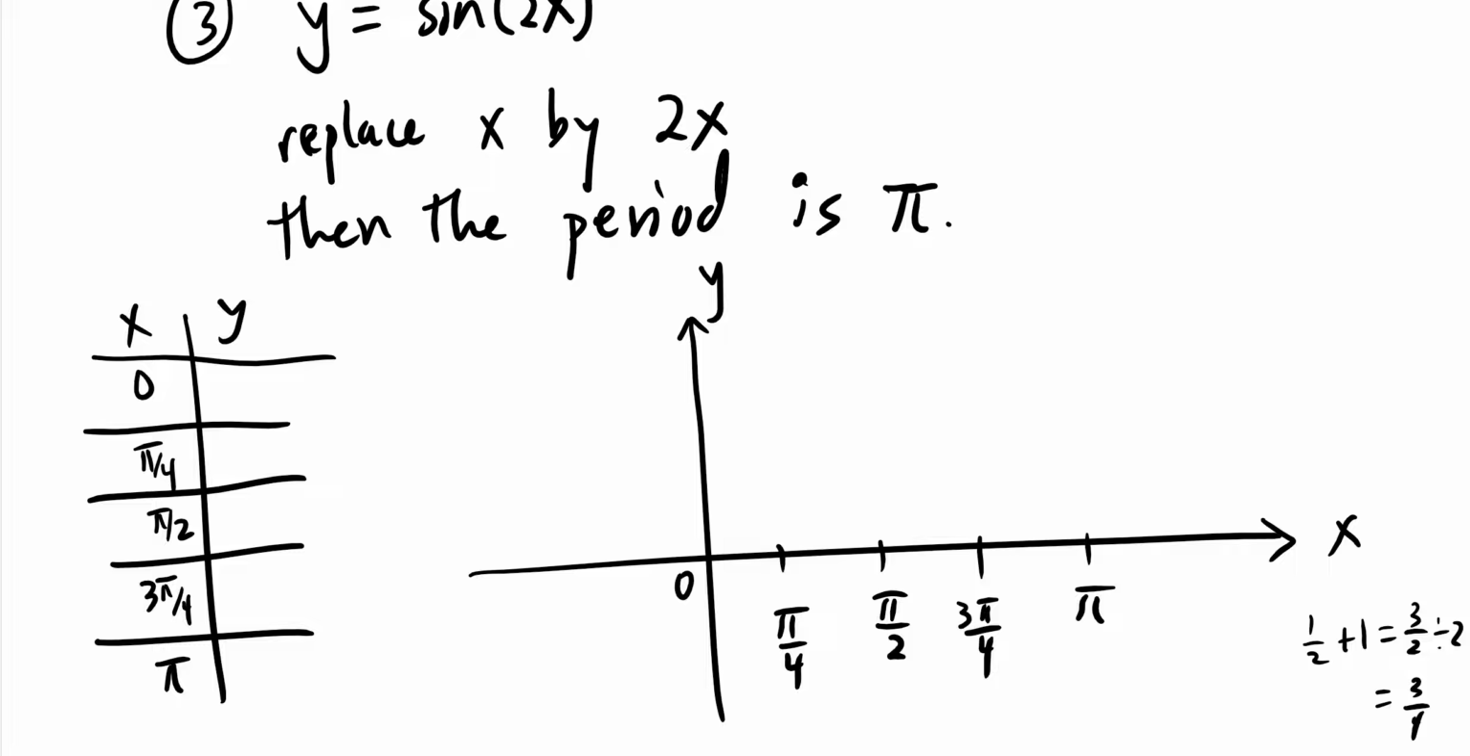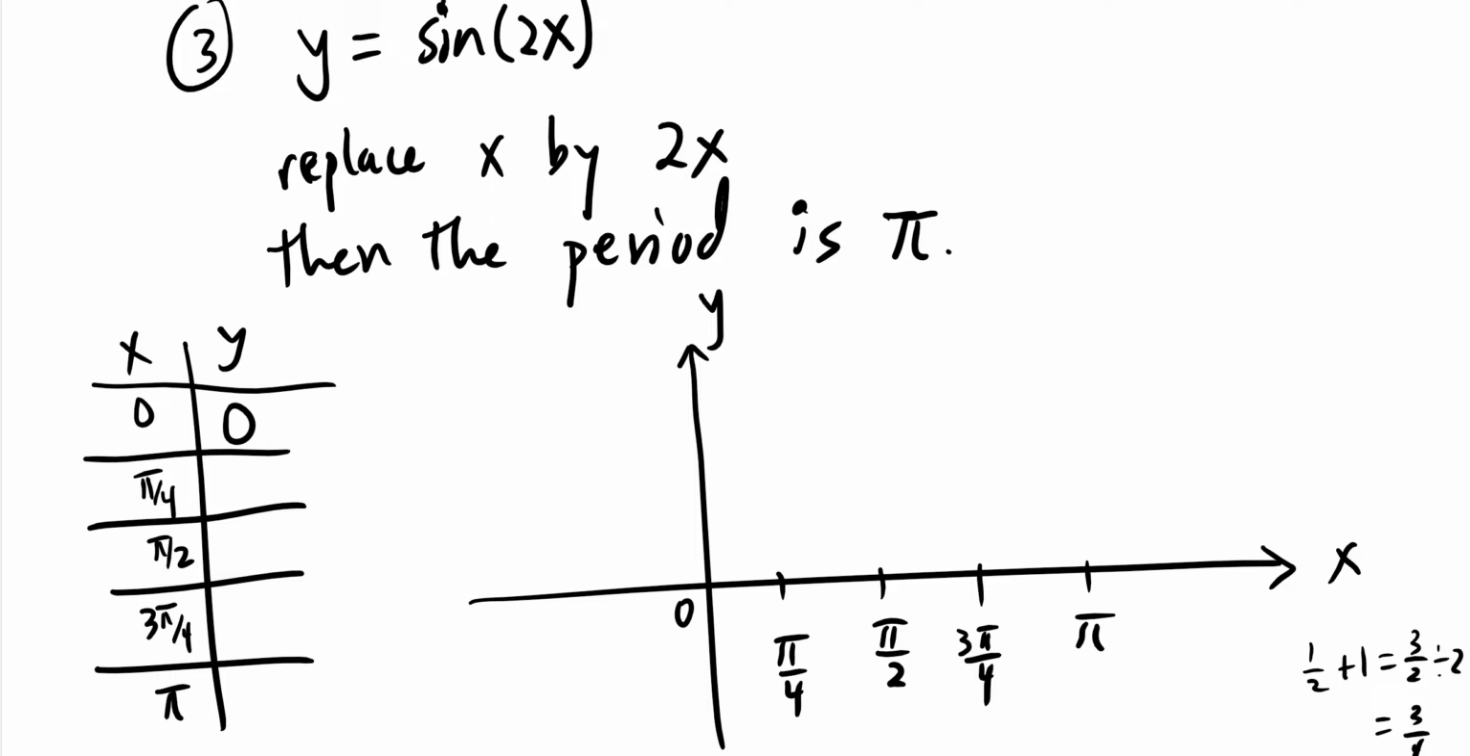If we substitute the 0 in, sine 0 is 0. If you substitute the pi over 4 in, you get sine of 2 times pi over 4, which is sine pi over 2, which is 1. If you put in sine of 2 times pi over 2, that's sine pi, which is 0. And if you put in 3 pi over 4 times 2, that's 3 pi over 2, which is negative 1, and the last one is 0. So it gives the same values as sine x.